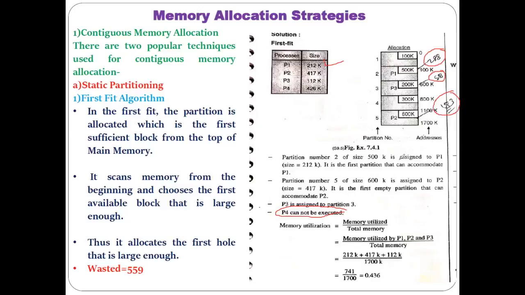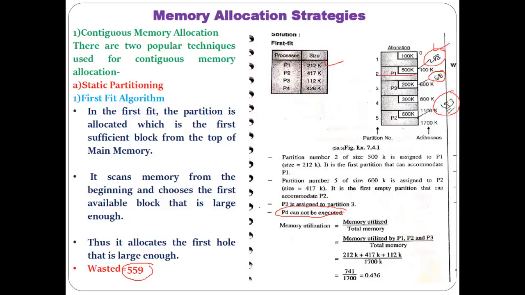Understood? So if you do the calculation of all these, you will get to know the memory available. 559K of memory is unused, because here P1 size is 212K, so only 212K will get utilized. The remaining 288K remains unused.